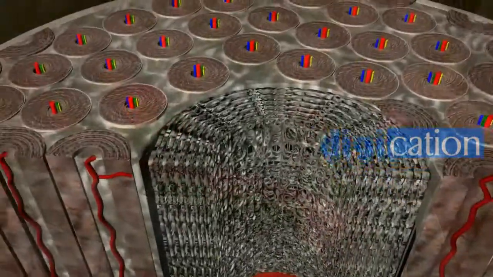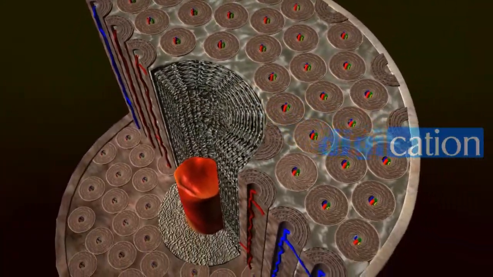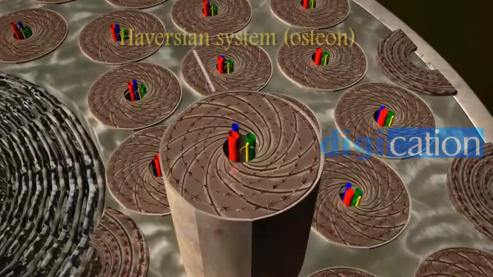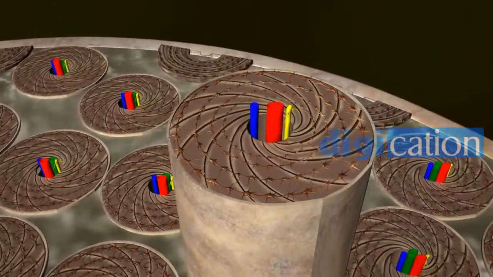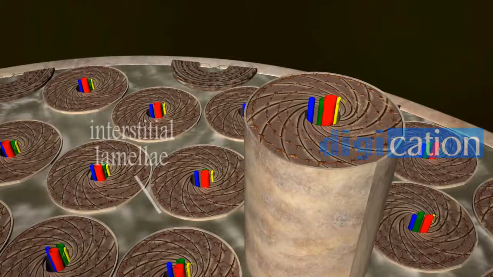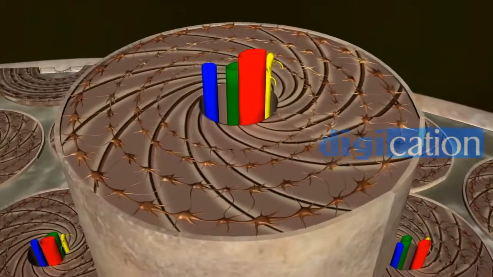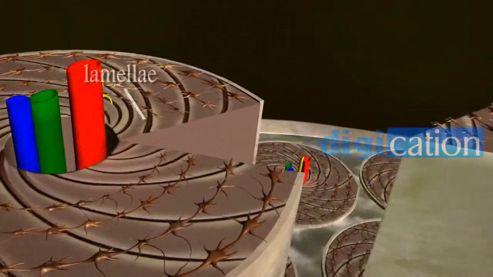A magnified view of the compact bone shows that it is composed of many parallel and longitudinally arranged columns called Haversian system or osteon. The area between Haversian systems is occupied by interstitial lamellae. Each Haversian system consists of several concentric layers of plates of bones known as lamellae.